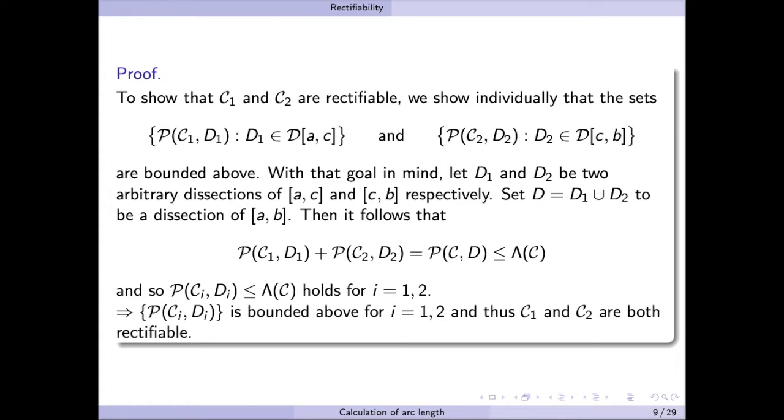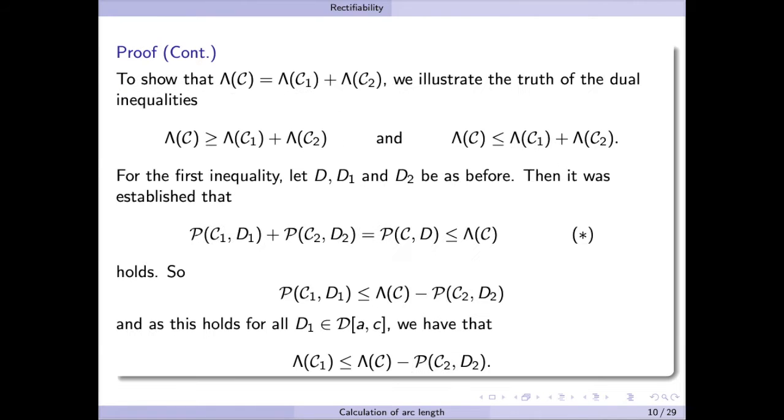And now lambda of C is a fixed real number since we assume to start with that C is rectifiable, and hence it follows that the sets P of Ci Di for i equal to 1 and 2 are both bounded above, and hence C1 and C2 are both rectifiable. This completes the first part of the proof. For the second half, which is the equality, we have to prove two different directions, which are two different inequalities. The first inequality is that lambda of C is greater than or equal to lambda of C1 plus lambda of C2, and the second is that lambda of C is less than or equal to lambda of C1 plus lambda of C2.